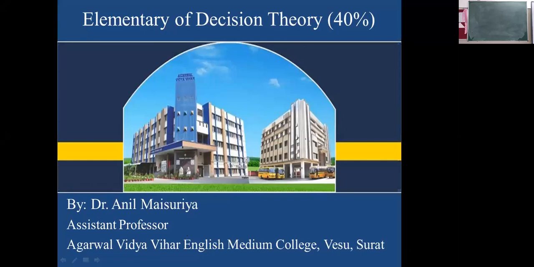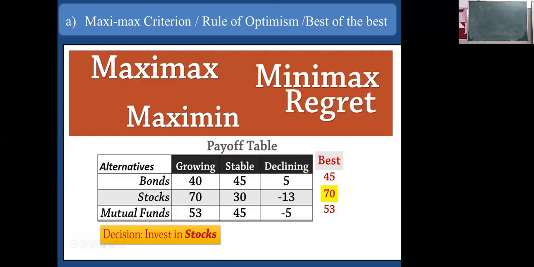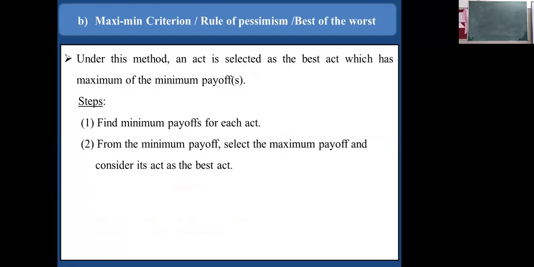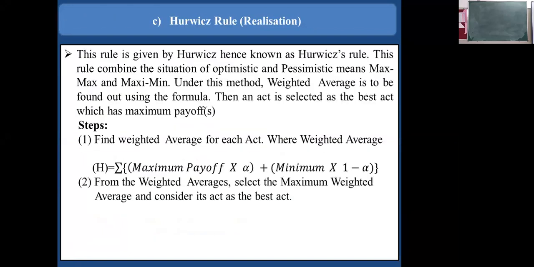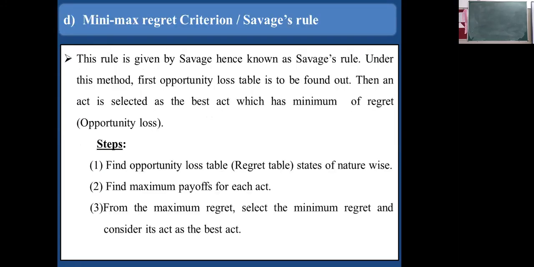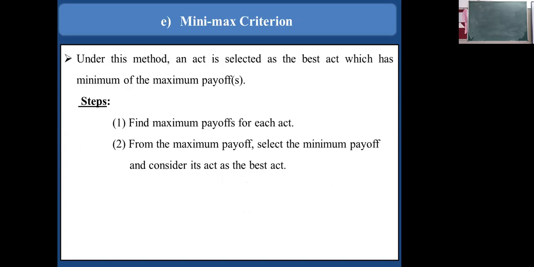In the last lecture, we have seen the methods of uncertainty in decision theory like Maximax rule, Maximin rule, Minimax regret rule. Then we have seen Hurwicz's rule, Minimax regret criteria. So today we'll see the very normal method, that is Minimax criteria.